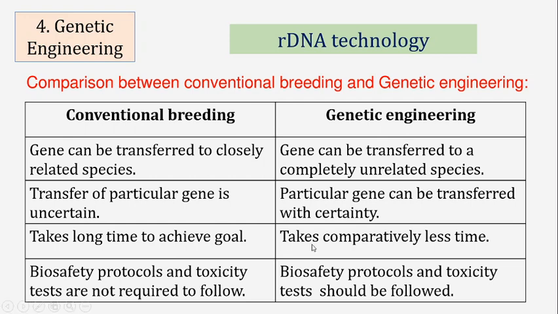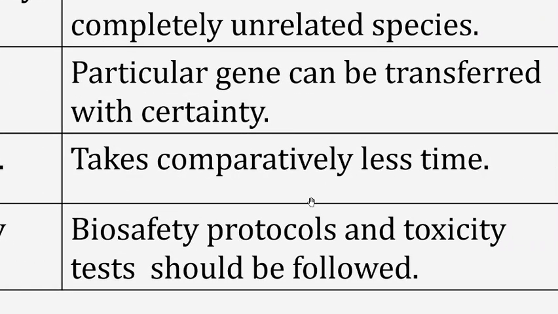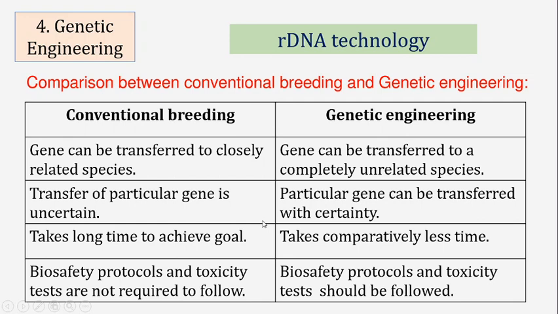we have to follow these two protocols, biosafety protocols and toxicity tests, because we have to evaluate the performance of this organism, and we have to evaluate the impact of this GMO organism on the ecosystem, on the natural environment, whether it is producing any harmful effect or not. And we have to also assess the toxicity. That means if any kind of undesired or toxic genes have been transferred to the organism or not. So if the organism is producing any kind of toxic protein or not, we have to make sure about it. So these protocols have to be maintained in the genetic engineering process.